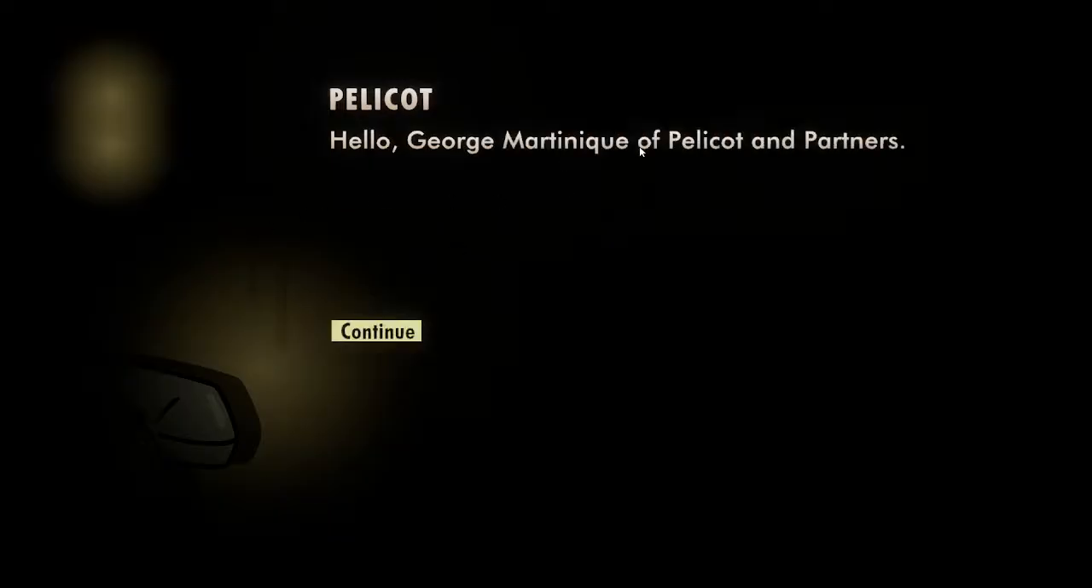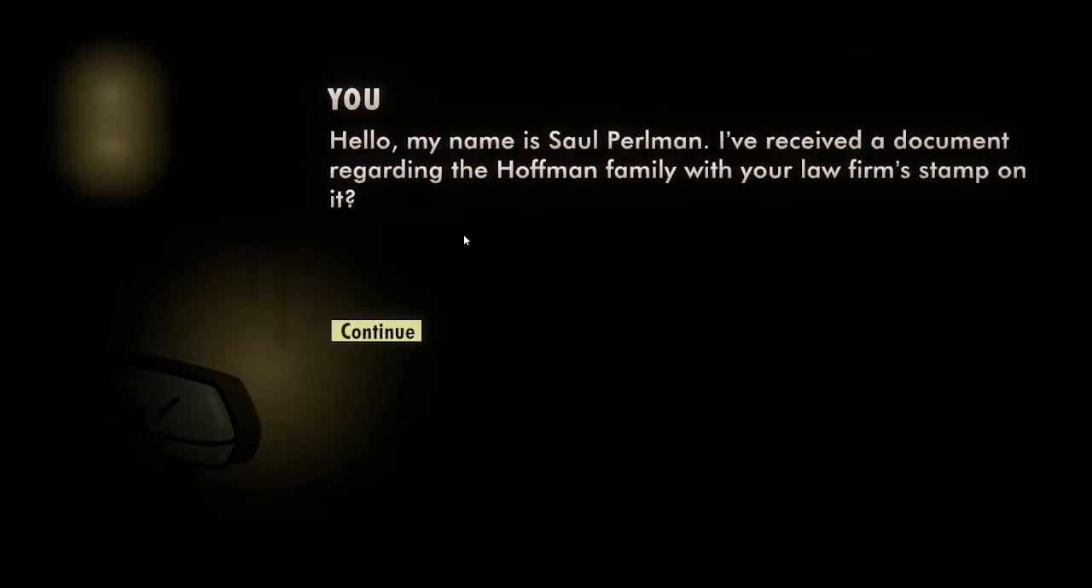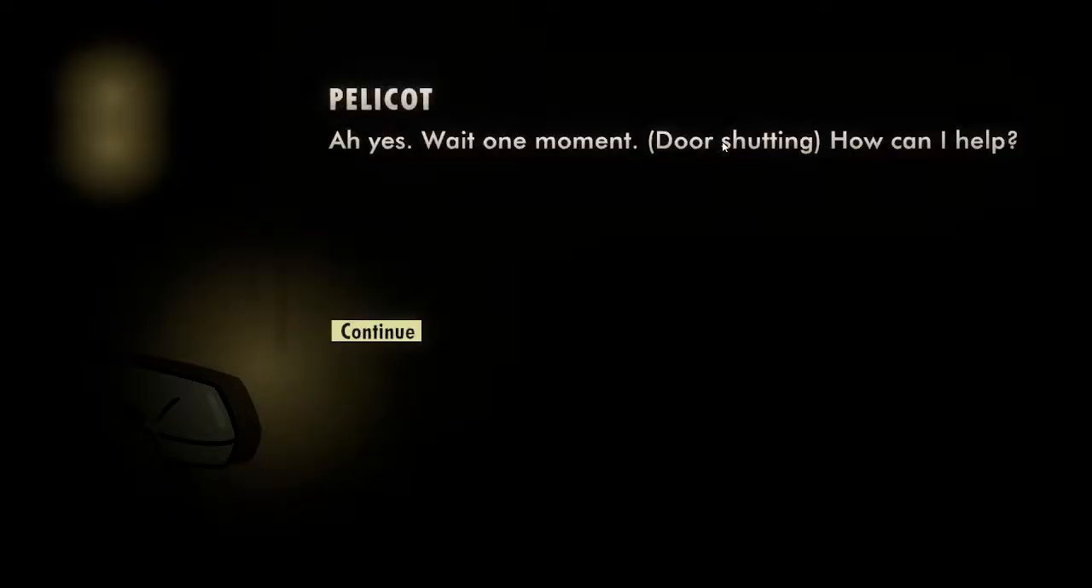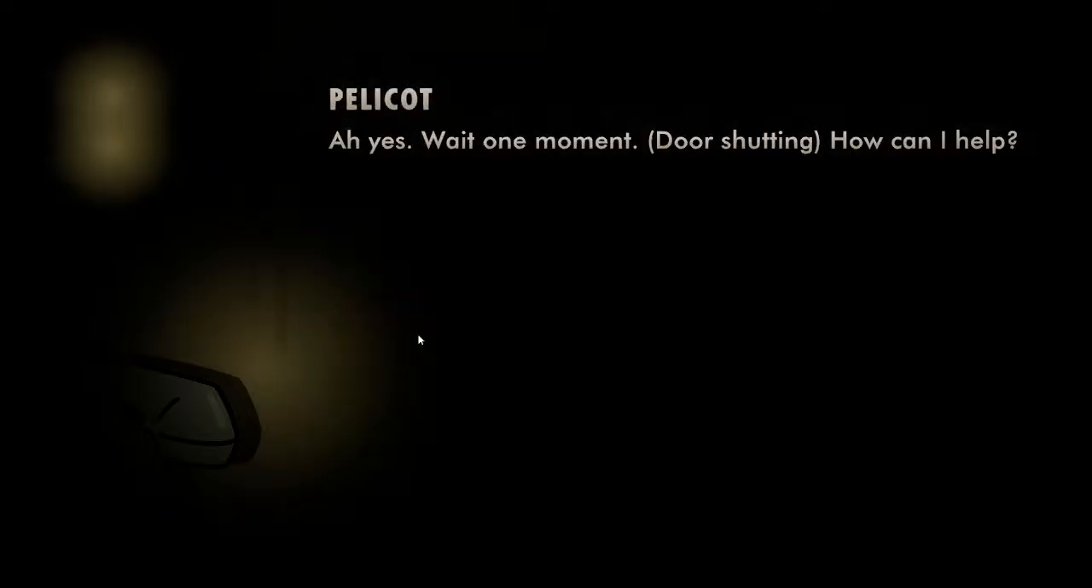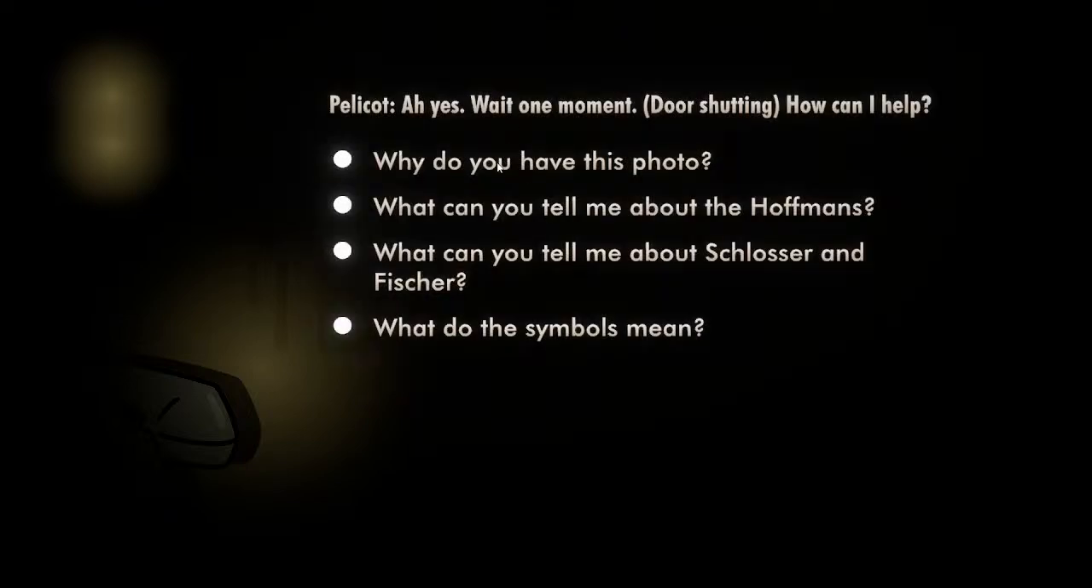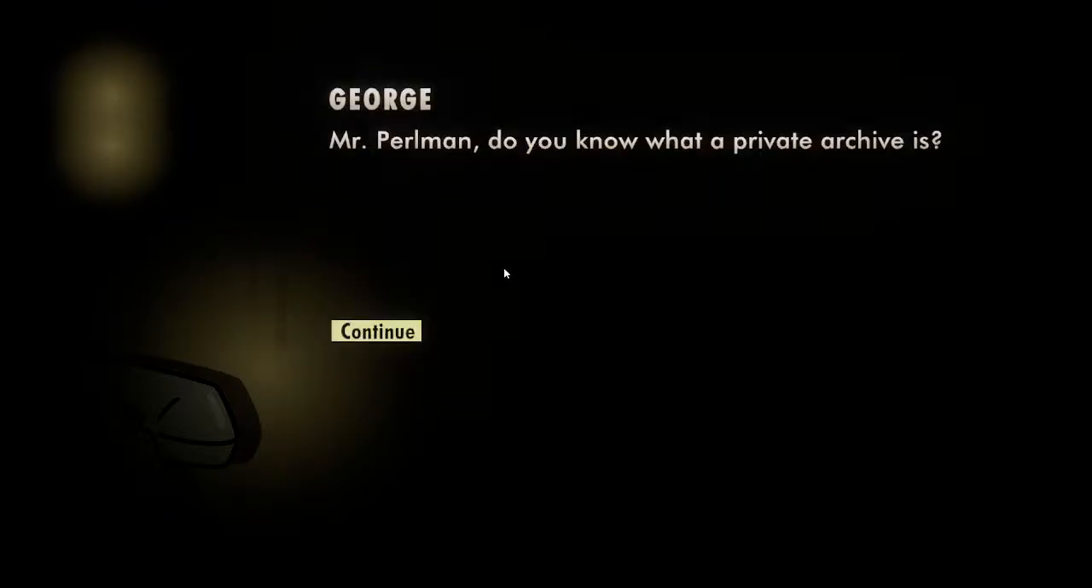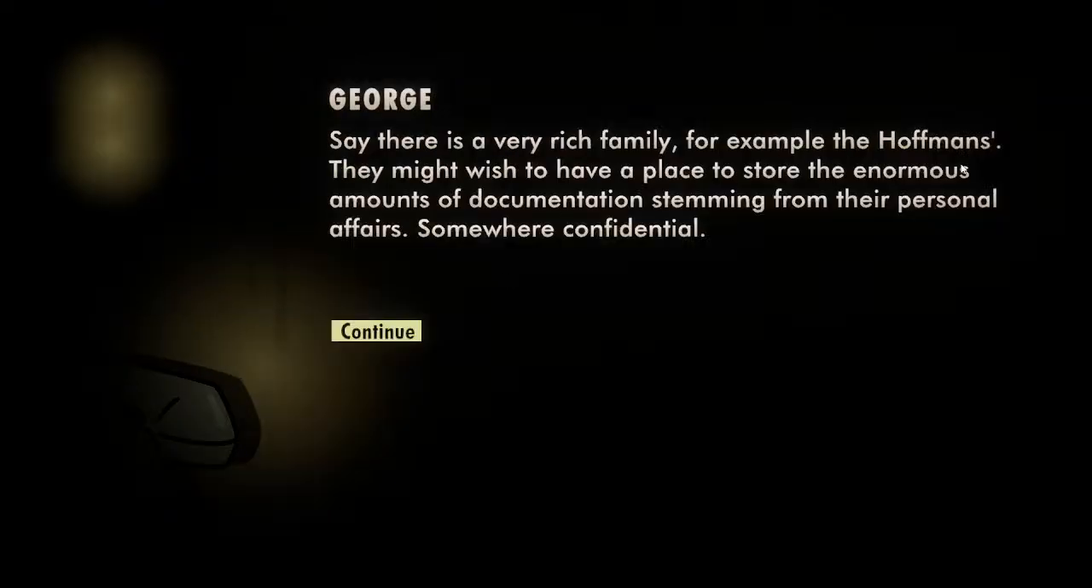Hello? Hello, George Martinique of Pellicott and Partners. Of course. Hello, my name is Saul Perlman. I've received a document regarding the Hoffman family with your law firm stamp on it. Oh yes, wait one moment. Door shutting. How can I help? Why do you have this photo? Mr. Perlman, do you know what a private archive is? No. Say there's a very rich family, for example, the Hoffmans. They might wish to have a place to store their enormous amounts of documentation stemming from their personal affairs, somewhere confidential, so it can't be found easily.